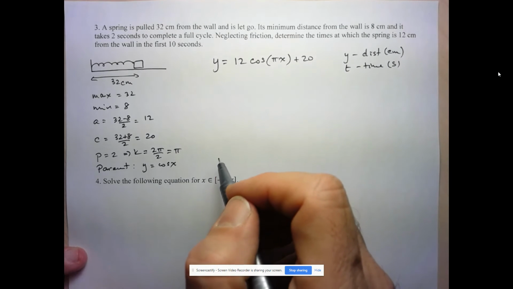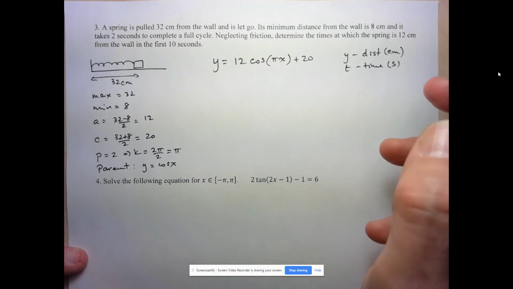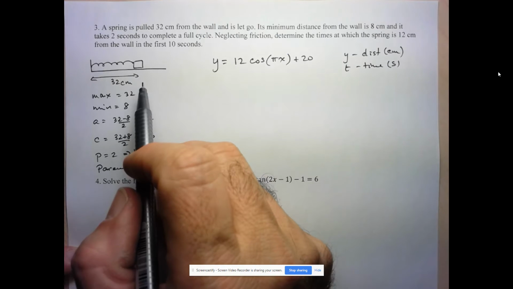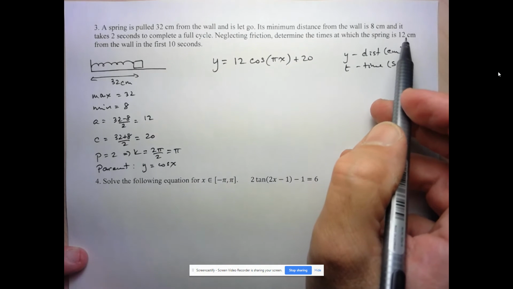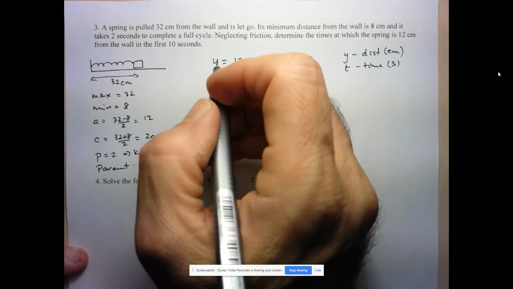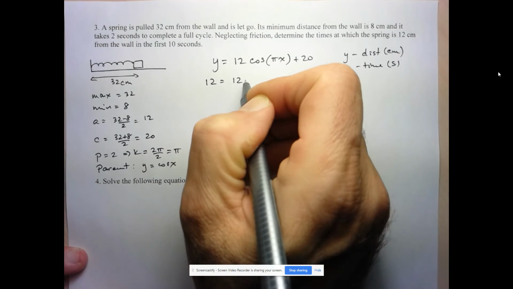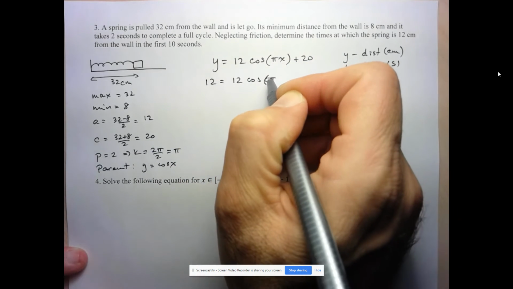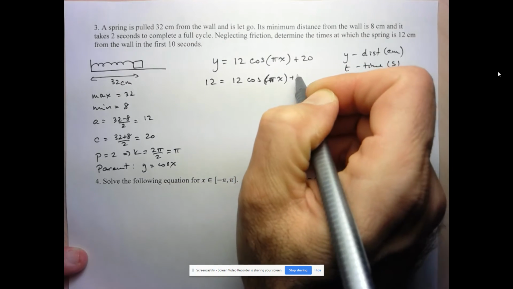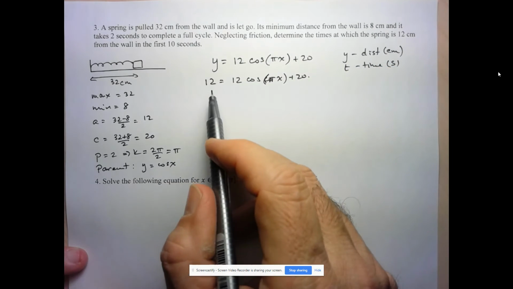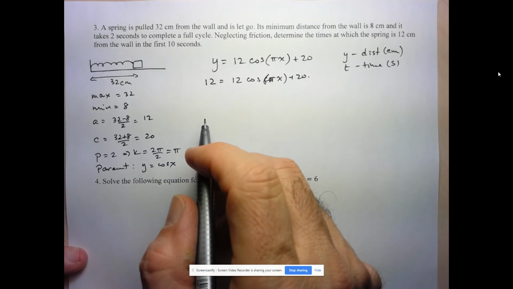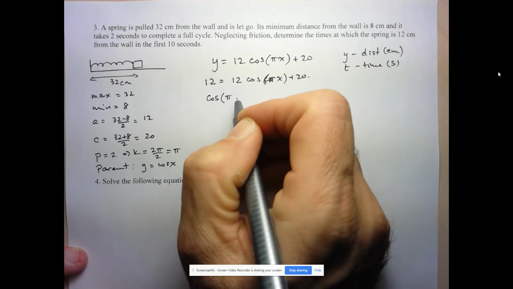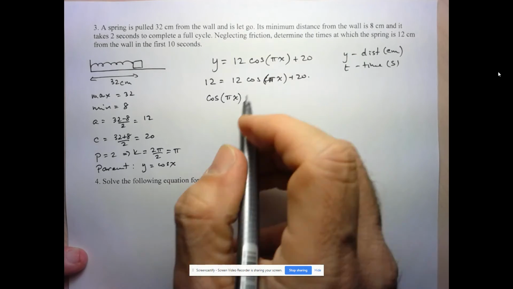Particularly what we want to know is when the spring is exactly 12 centimeters from the wall in the first 10 seconds. So this gives us a y value, because that's horizontal distance. What we end up having is 12 equals 12 cos pi x plus 20, again a linear trigonometric equation. So step number 1 is to isolate my trig expression, cos pi x.